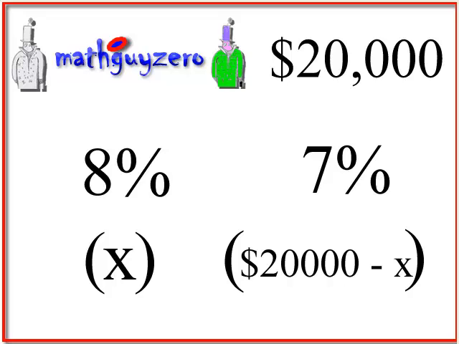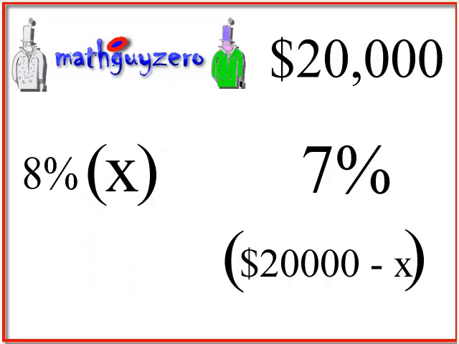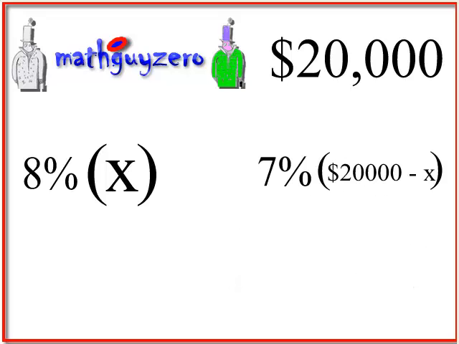First thing I'm going to do is parenthesize these to keep them separate in groups. So the amount of interest at 8% of X dollars, you would simply multiply. Of in mathematics means multiply. So 8% of X dollars, that's going to be his interest paid on the 8% account. And the same thing with the 7%. It's going to be 7% times whatever's left over. So that's how we write that.